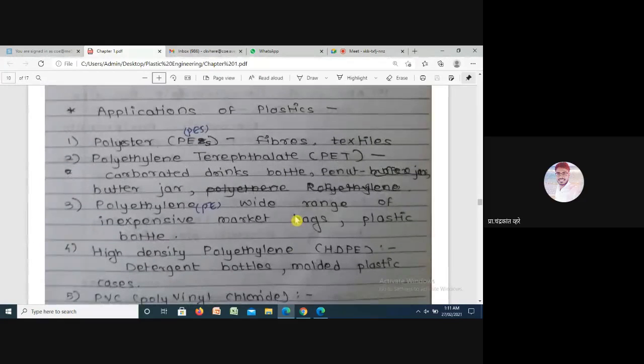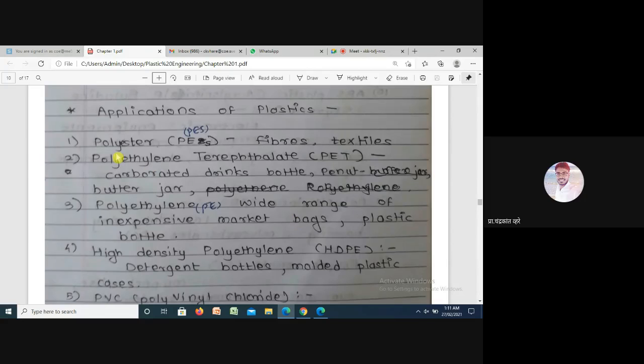Applications of plastic. What are the different applications of plastic? It means in which sector, which plastic grade we are using. Because we have different sectors: agriculture sector, industry sector, medical sector, textile sector. So in which sector, which grade of plastic we are using. This is the application of plastics.